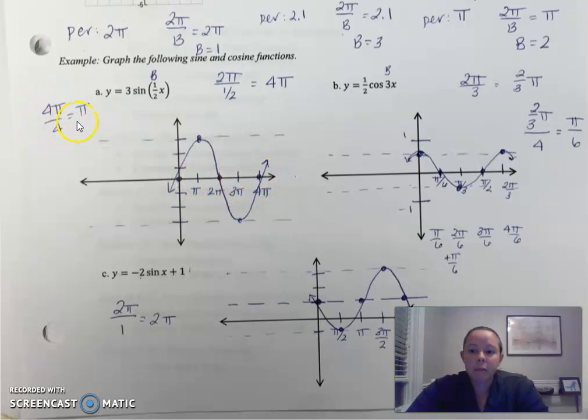Now divide that by 4, so you get pi. So I'm pi, 2 pi, 3 pi, 4 pi. And that's where I complete my sine. That's how I do it.